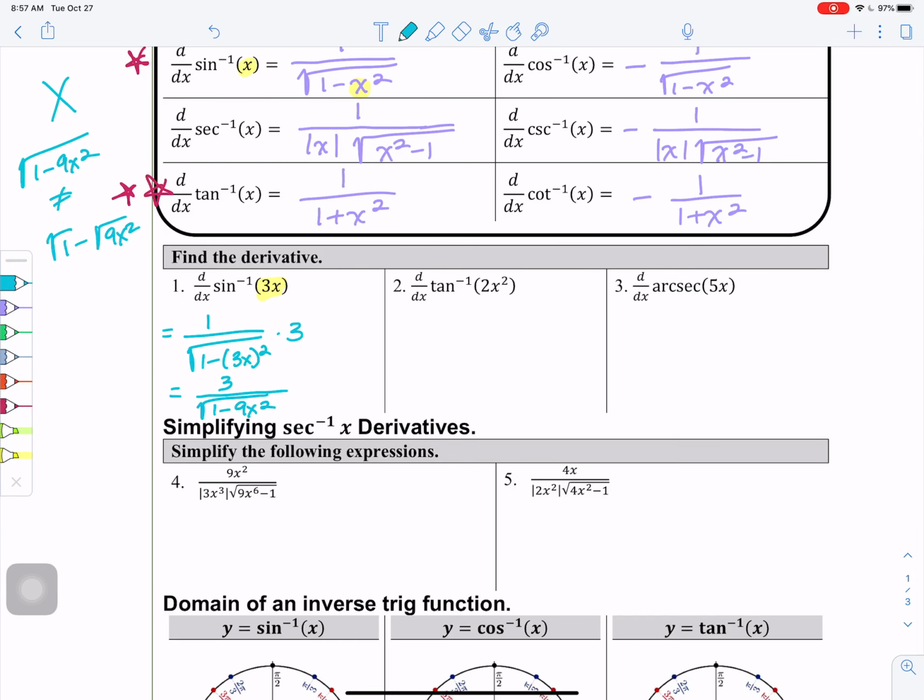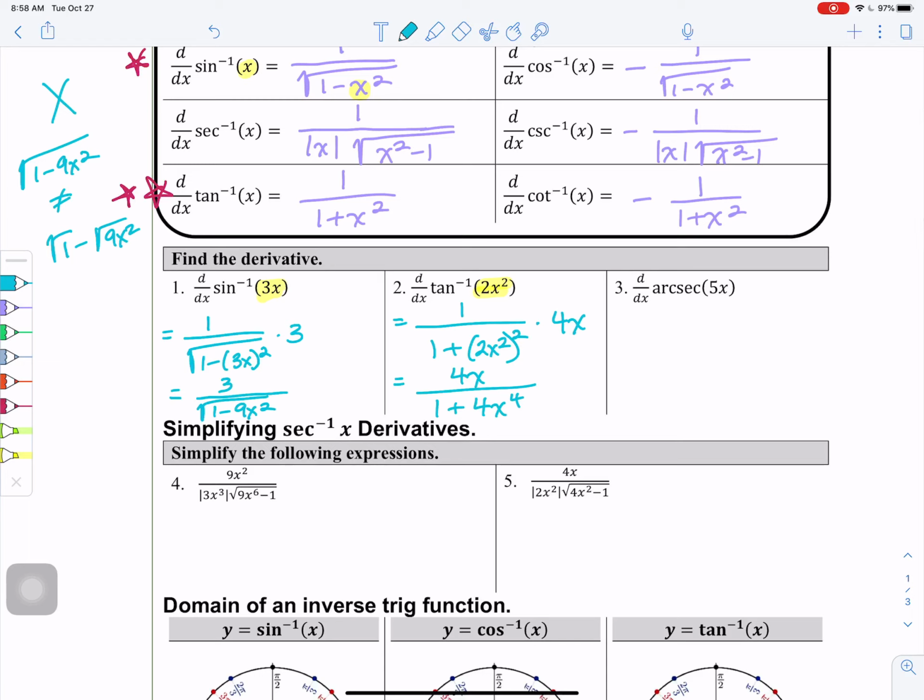Let's move on to the tan inverse, okay? The tan inverse derivative is always 1 over 1 plus x squared, and our x is a 2x squared, and we need to square that, multiplied by the derivative of the something, which is 4x. Our something is 2x squared. So now we end up with 4x over 1 plus 4x to the 4th.